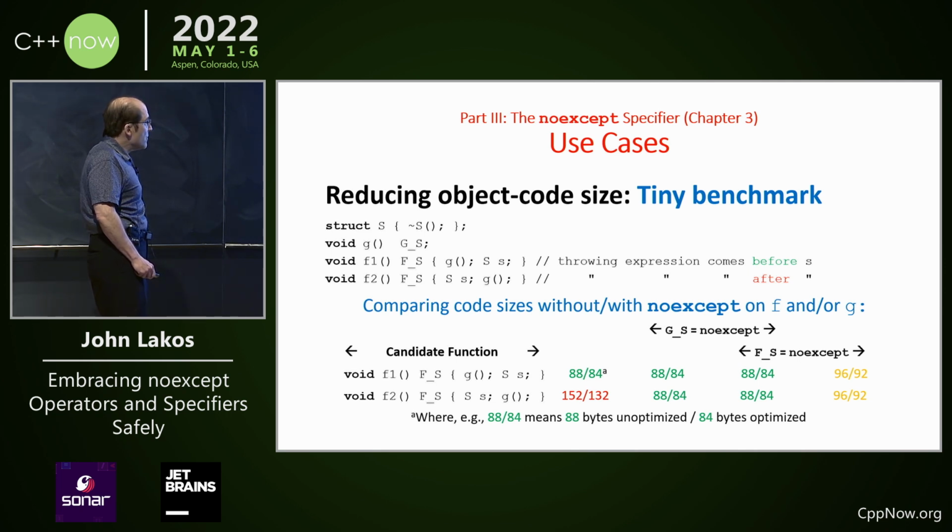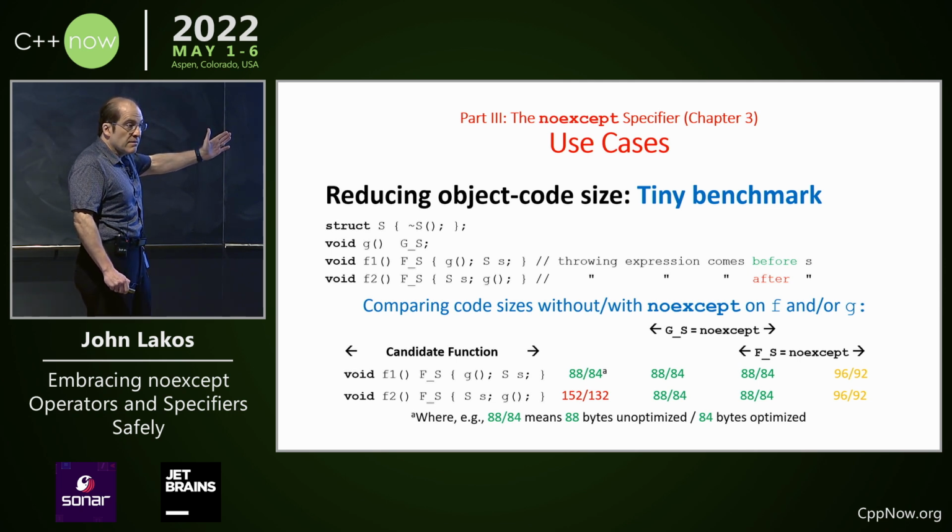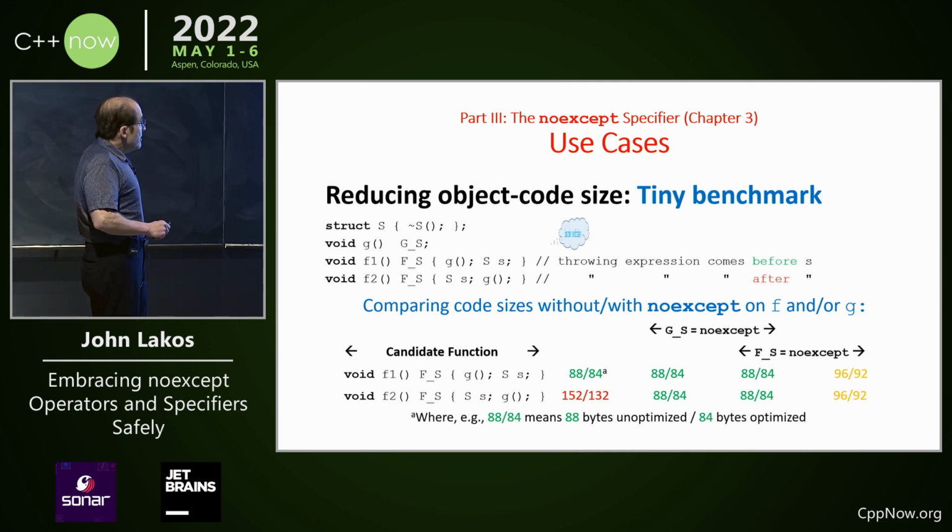Notice the difference. If the G is before and then the S, it's that. If the G is after, then it's that. Clearly, the size is obviously affected. There's no question about it. If you hit the right thing, if you get the right circumstances, there's a difference in size. To answer your question, those are exception specifications.